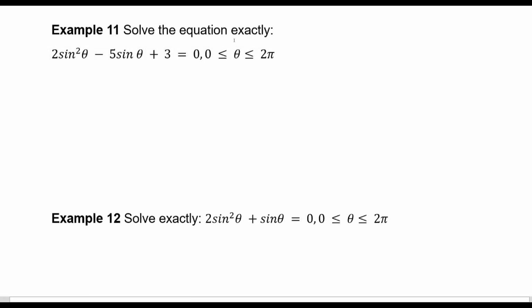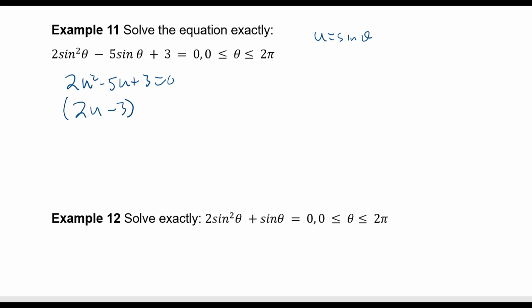Solve this equation exactly. In this case, I have 2 sine squared theta minus 5 sine theta plus 3. So I'm going to say u equals sine theta. So it's 2u squared minus 5u plus 3 equals 0. And this one can be factored. So it's going to be 2u minus 3 times u minus 1. So 2u minus 3 equals 0 means 2u equals 3, or u equals 3 halves.